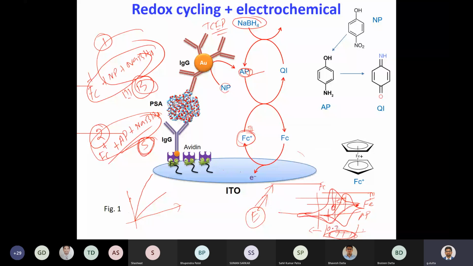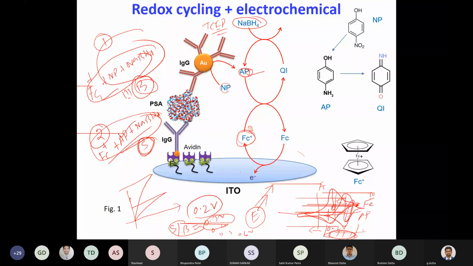In the same way, with these chemicals, you have to check 0.3 volt, 0.4 volt, 0.5 volt, 0.6 volt. This way, you have to collect all the signal to background ratios. From my experience, I can say around this potential you can get the highest signal to background ratio, because both of them can clearly oxidize.